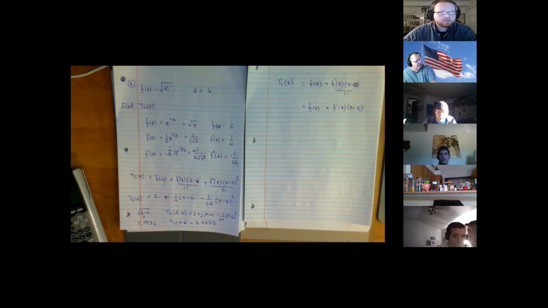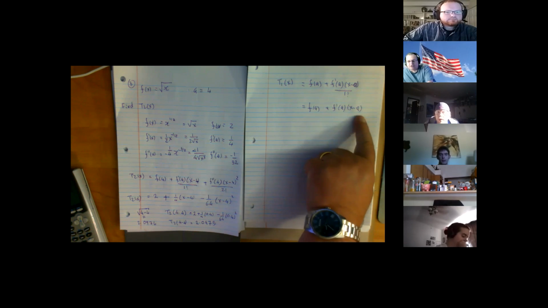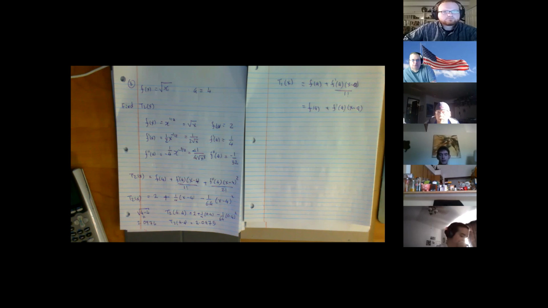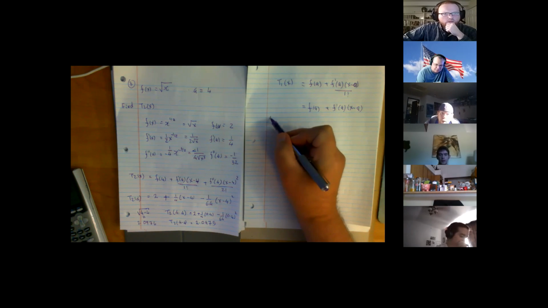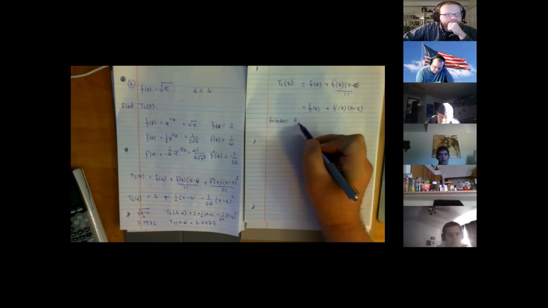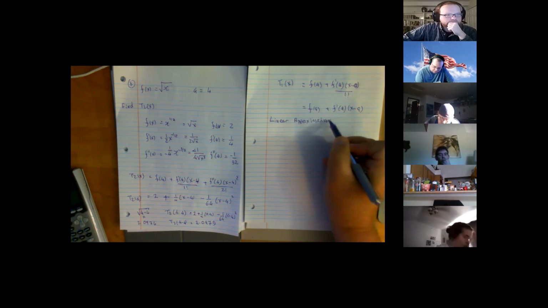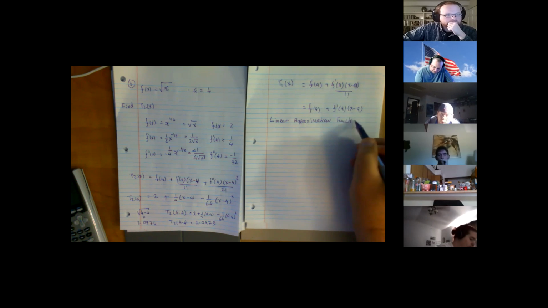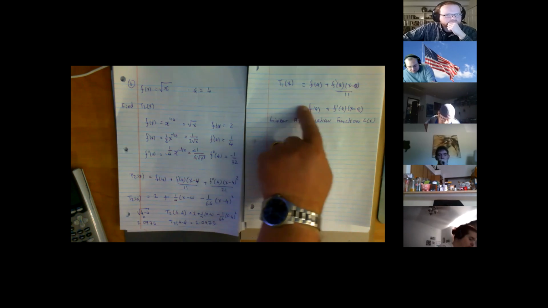Does anybody recognize f of A plus f dashed of A times x minus A from Calc 1? Last chance. It's a linear approximation function, very often called L of x. Basically, isn't that a straight line?